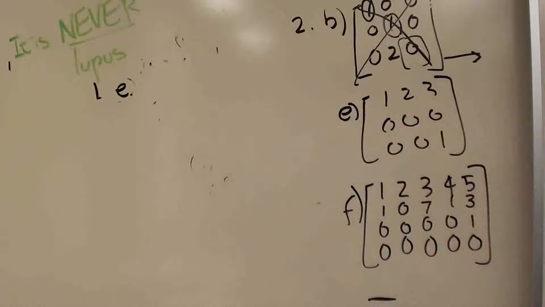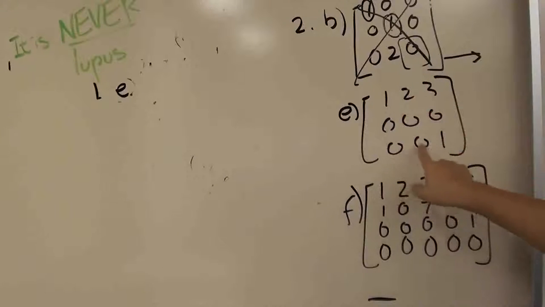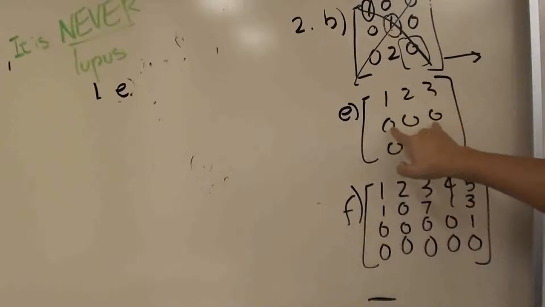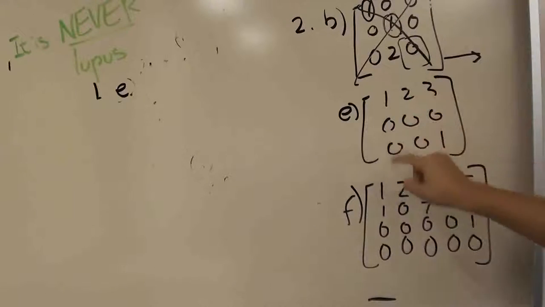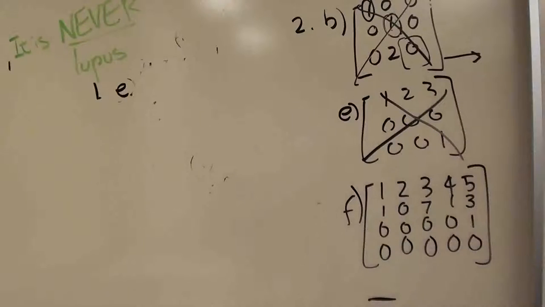Remember the very first rule? A row with only zeros has to go down. It has to be below rows with non-zeros, right? So this is non-zero, so this guy should be above this second row with all zeros. Because of that, it fails. It can't be echelon form, and therefore we don't care if it's reduced. Can't reduce if it's not even an echelon form to begin with.